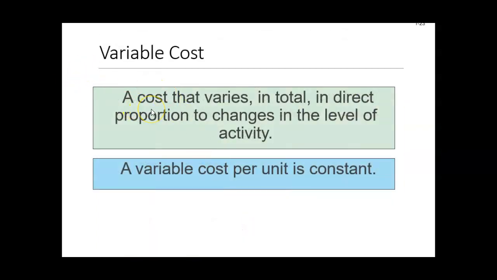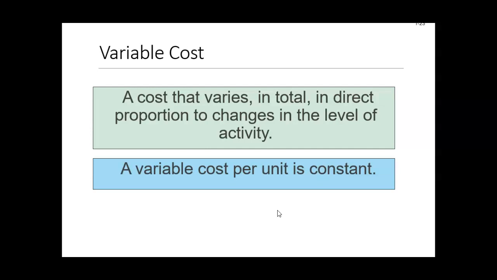A variable cost is a cost that varies in total in direct proportion to the changes in the level of activity. A variable cost per unit is constant. You're probably saying like, what? So let's discuss it again. A variable cost is a cost that varies in total in direct proportion to changes in the level of activity. A variable cost per unit is constant.